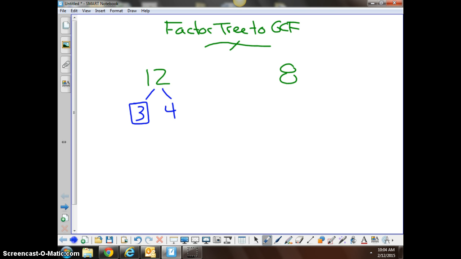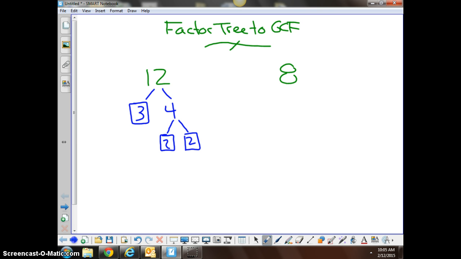Then we're going to go over to our next number that we produced, 4. Are there any other numbers that go into 4 other than 1 and 4? Isa? 2 and 2. So we're going to draw our little arrows coming off of 4, and write 2 and 2. Now, do any other numbers other than 1 and 2 go into the number 2? No. So we're going to box 2, and we're going to box 2.